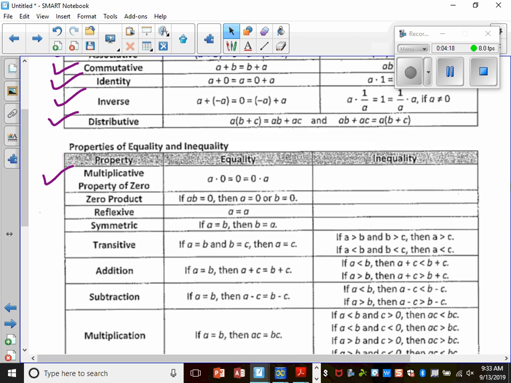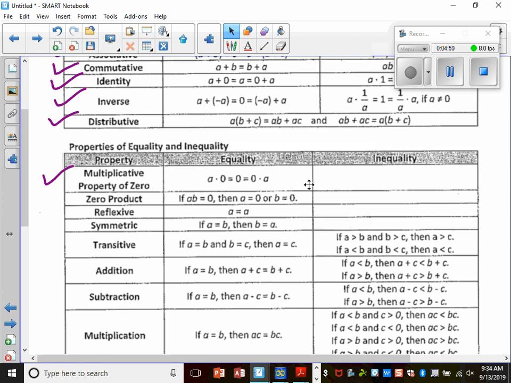Now, reflexive simply means, look at it. It says A equals A. What does that mean to you? If I say 5 equals 5, 6 equals 6, X equals X, 2 plus 3 equals 2 plus 3, Y plus 4 equals Y plus 4, what do you notice? Yes, they are both the same. It's the same thing on both sides of the equal sign. Or a number has to equal itself. Like I can't say 3 equals 4. Is that a true statement? No, 3 equals 3.